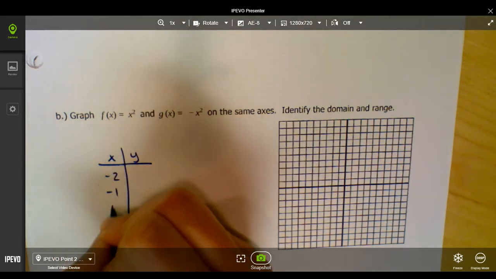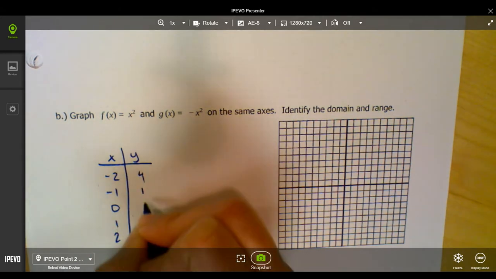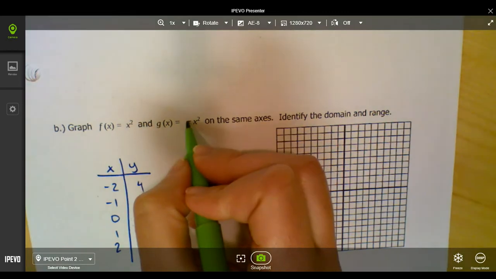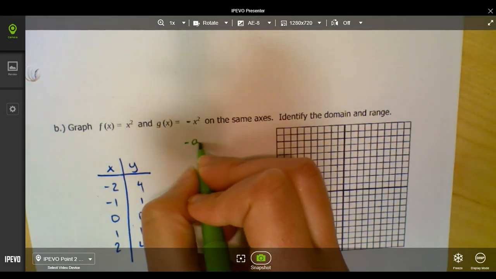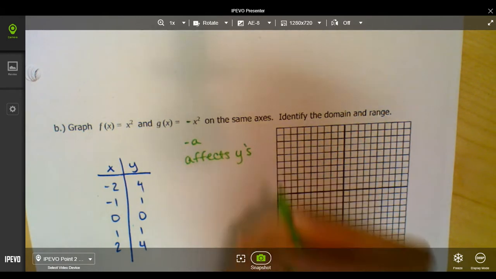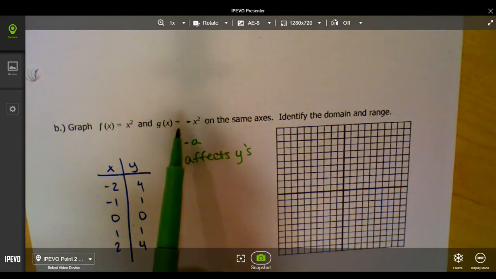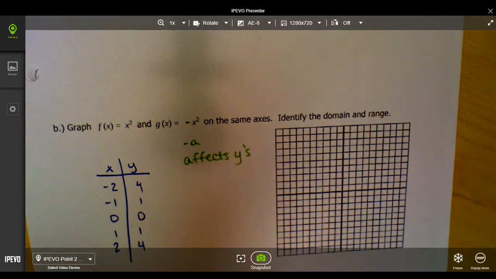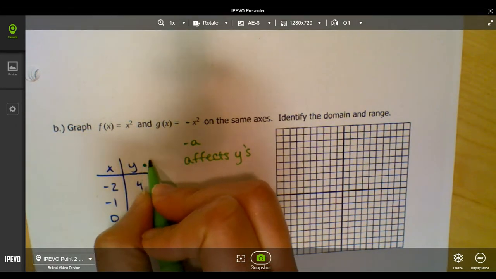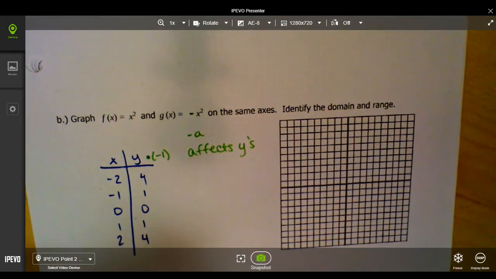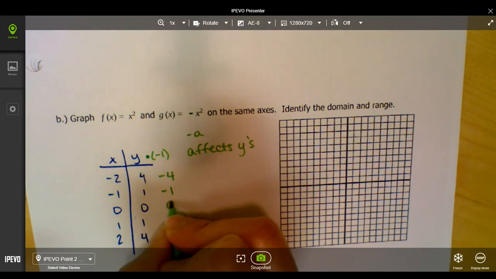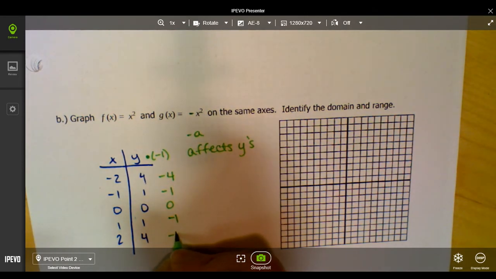So -2, -1, 0, 1, 2, 4, 1, 0, 1, 4. And again, we have this negative a value. So remember, negative a affects the y's, okay? But you'll notice how it's not getting added or subtracted, it's actually getting multiplied. So whenever you have an a value, you're actually multiplying the y's by whatever that is. You're multiplying these y's by -1. So now I'm going to have -4, -1, 0, -1, -4.